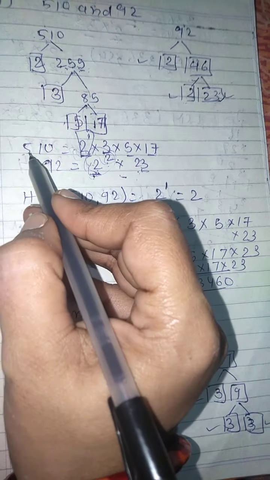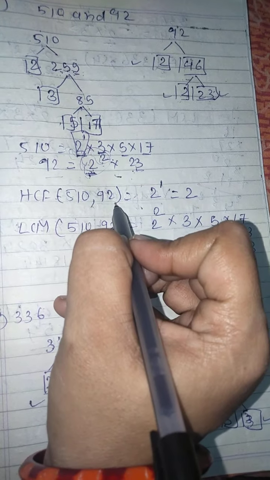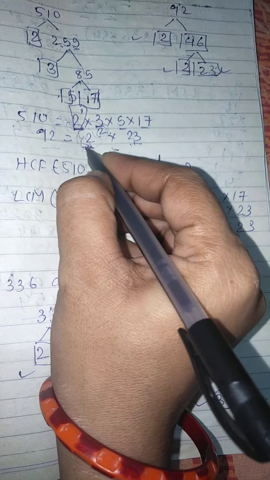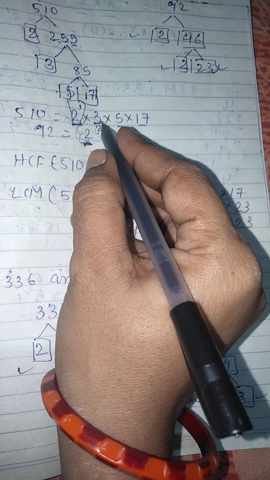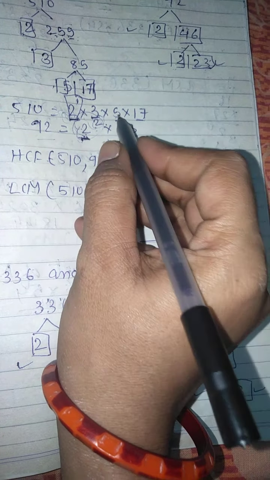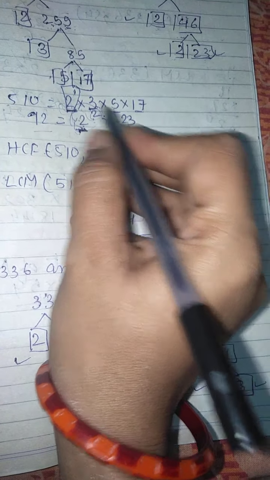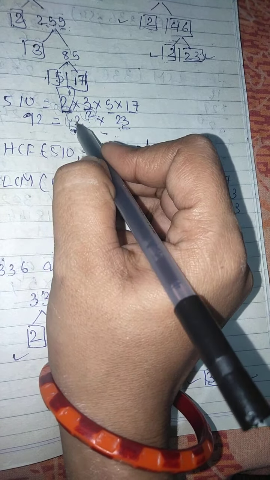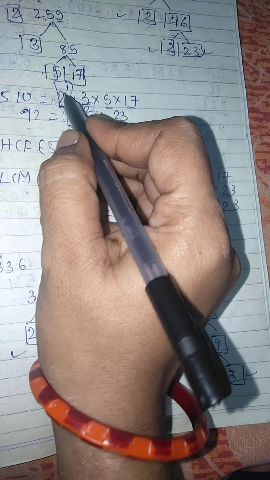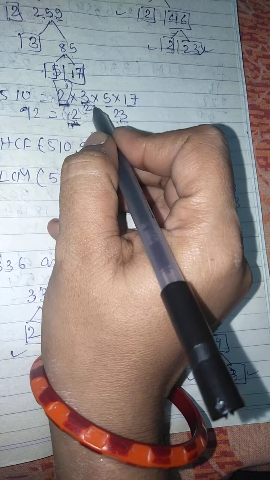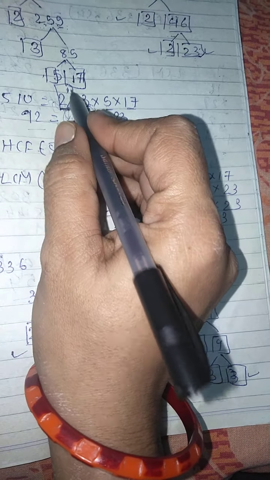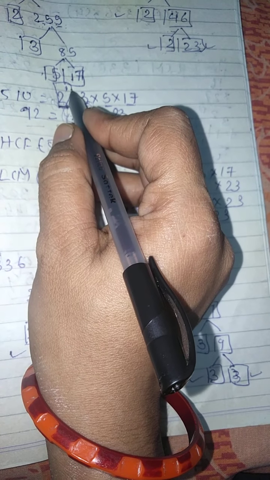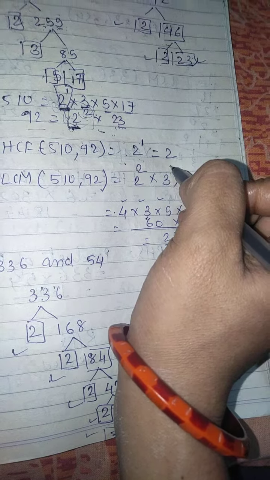Now for finding the HCF of 510 and 92, what we will do? First of all find the common base. The common base in both of them is 2. 3 is present in this but not in this. 5 is also present in this, not in this. Nothing else is common. So common base is 2 and we have to take the lowest power. Here the power of 2 is 2 square and here it is 2 raised to 1. We have to take the low power. That means we will take 2 raised to 1. The answer will be 2.